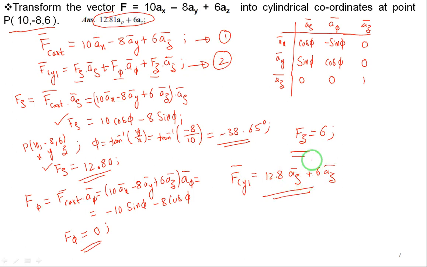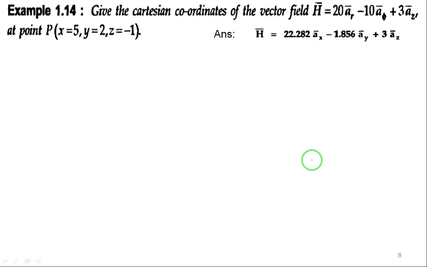Right? Just check the time. It's already 9:40. Okay, I'll take one more problem, one more numerical. Give the Cartesian coordinates of the vector H. Observe here, in some textbooks, they have given the H vector like this. I will write down that H vector once again for you. See here, they have written 20 AR, but actually it is a rho phi z.